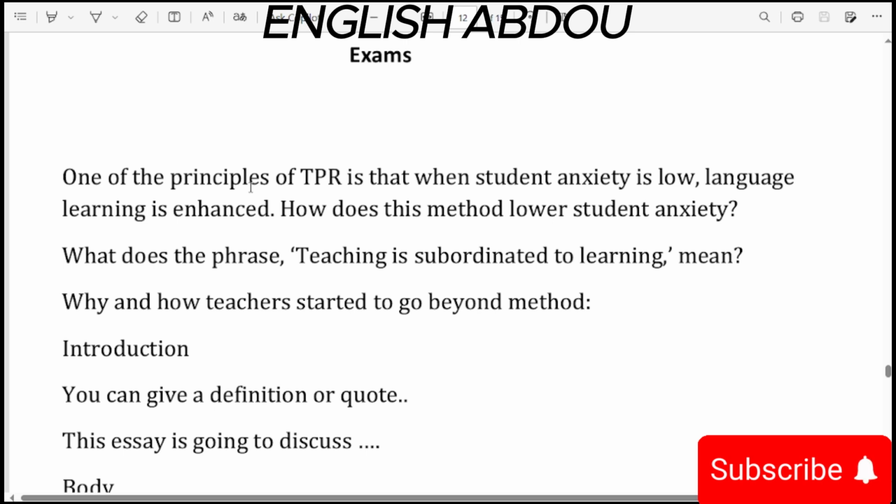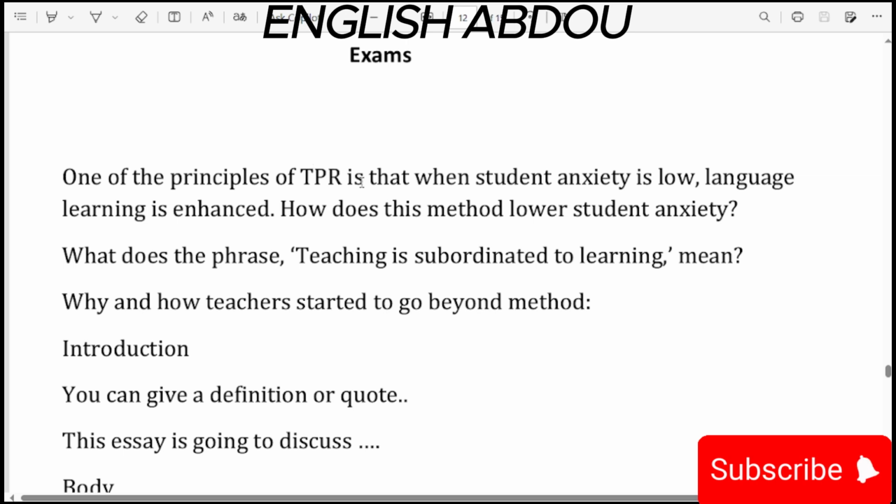So one of the principles of TPR, total physical response. Be careful with this abbreviation, because on the day of the exam, the teacher might give you just the abbreviation. So be careful.